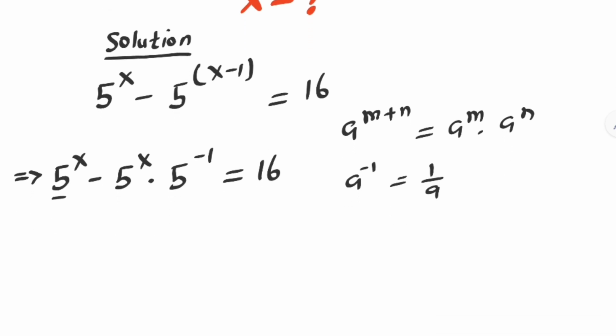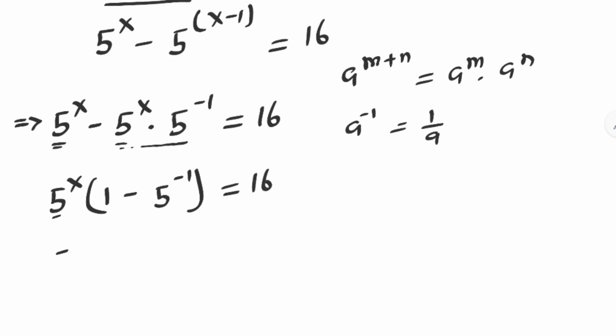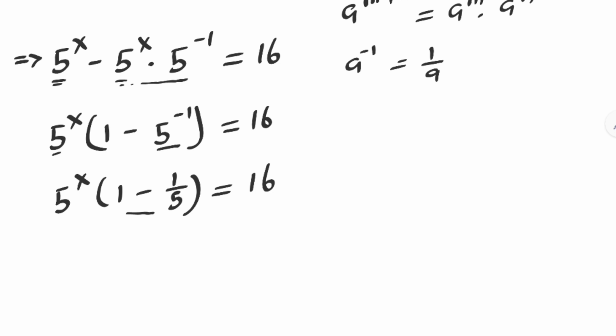Then you can see that 5 raised to power x is common here. Let's bring it out. We have 5 raised to power x bracket. If you divide this 5 raised to power x by this 5 raised to power x, we have 1 minus. If you divide the whole of this by 5 raised to power x, we have 5 raised to power minus 1 is equal to 16. Now this is 5 raised to power x bracket 1 minus, this can be written as 1 over 5 is equal to 16. So the LCM here is 5.